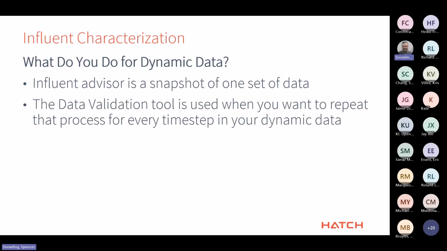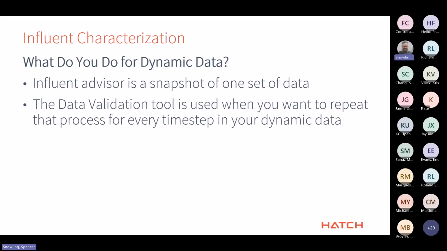Now, all of the stuff that I've showed you so far is basically just a single snapshot of one set of data. So it would be, say, a steady state average of something. But when you're running the influent model, it, of course, is doing that on every time step as you go. So how do I do that, right? It's not easy to sit down and type every row of your spreadsheet into GPSX.